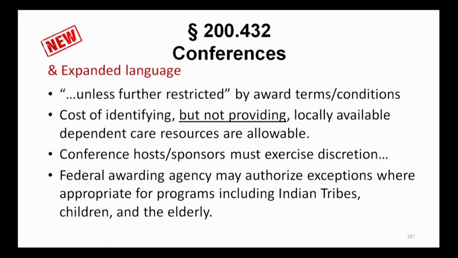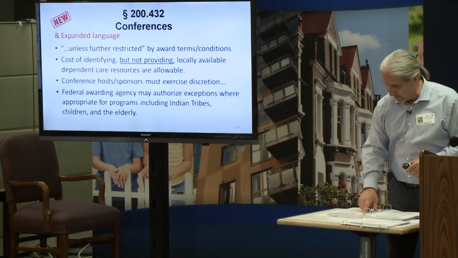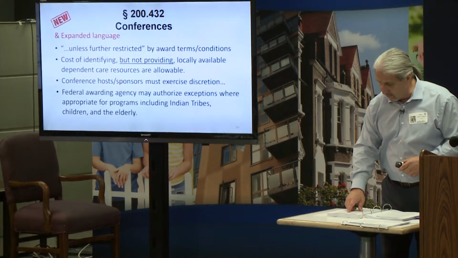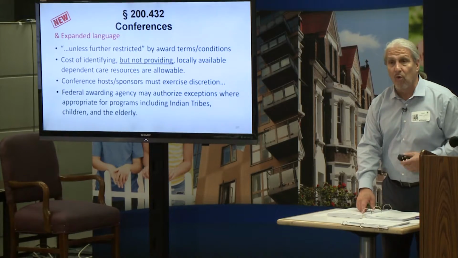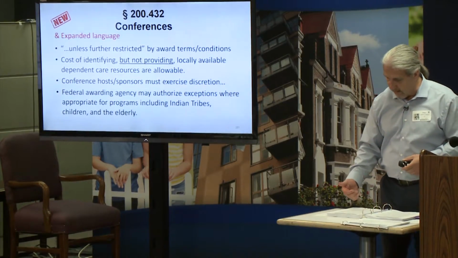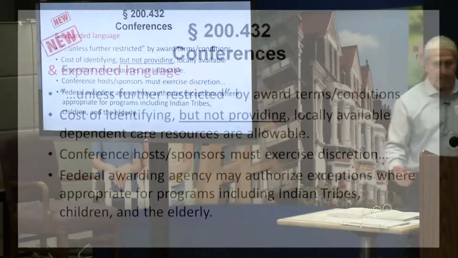And there is language that says unless further restricted by the federal awarding agency. So the federal awarding agency may add additional terms and conditions where they could further restrict that. So it's a meeting, retreat, seminar, symposium, workshop, or event whose primary purpose is the dissemination of technical information beyond the non-federal entity, necessary and reasonable for successful performance under the federal award. So then it goes on to list the types of costs that would be allowable.